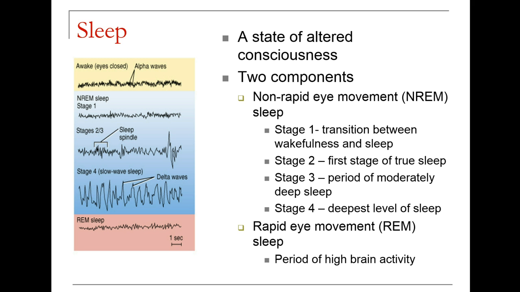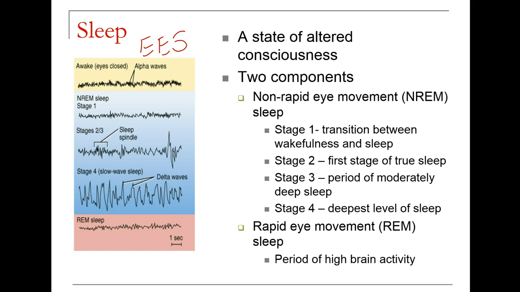Now, let me pause for a second. If you look back up at stage 1 in the top blue area, you'll notice the lines of your EEG, so what we're looking at here is an EEG monitoring brainwave activity. You'll notice that stage 1 looks a lot like being awake, the alpha waves of being awake with your eyes closed and relaxed, but you'll notice that the frequency is slightly less, so there's a little less activity.